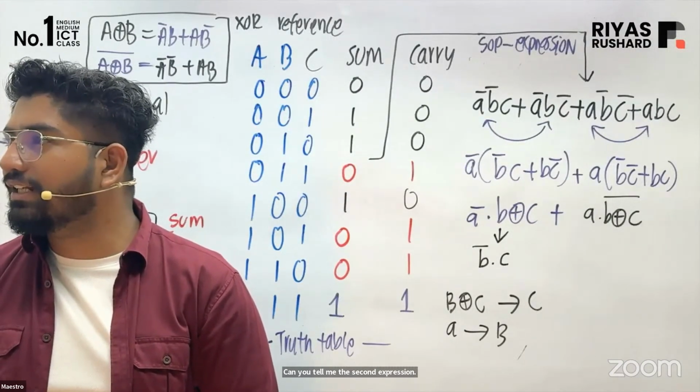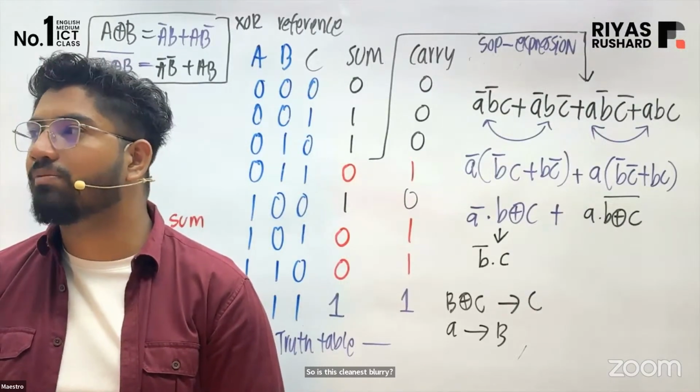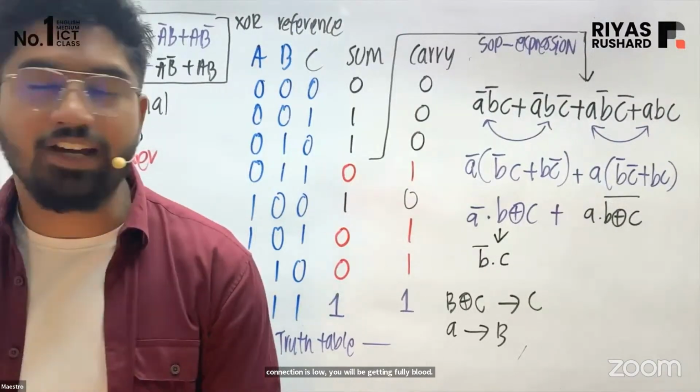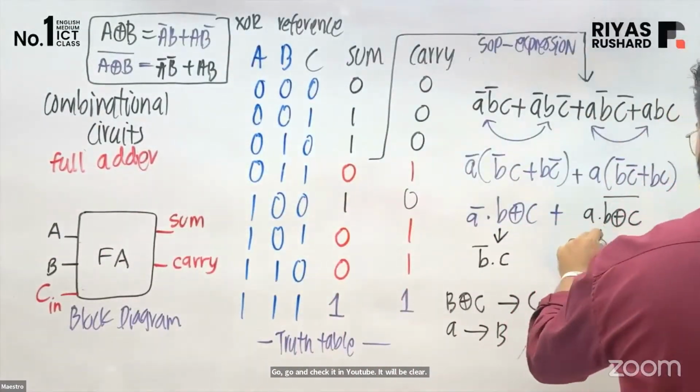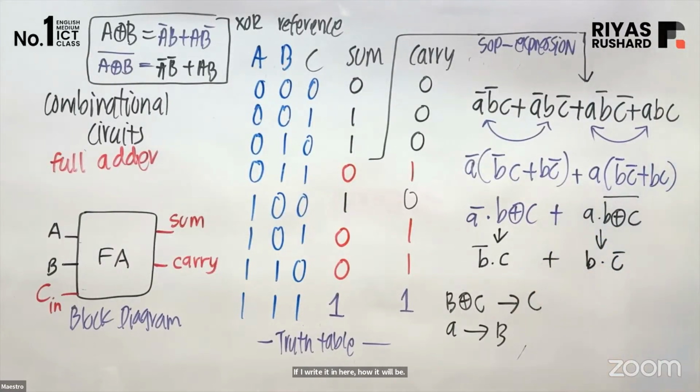Is the screen blurry? If your network connection is low, you will get a fully blurred screen. Go and check it on YouTube, it will be clear. If I write it in here, it will be B dot C bar. Do you all agree with this?